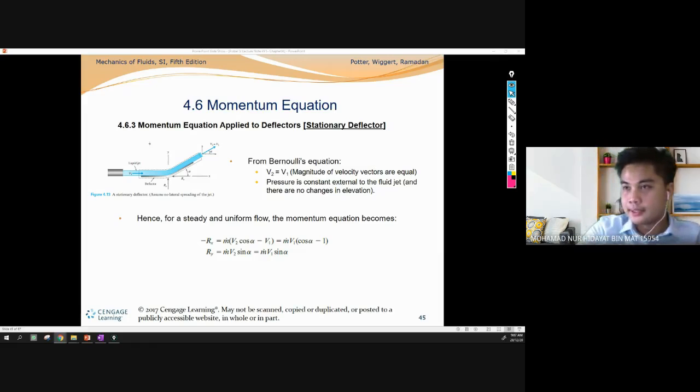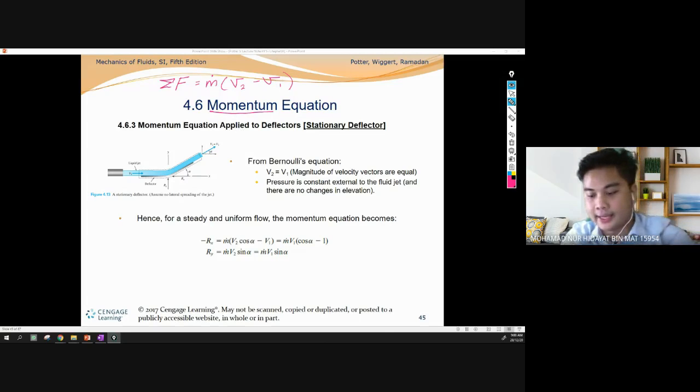So from here, based on our final derivation of the momentum equation, finally we managed to convert it into summation of force equals mass flow rate multiplied with V2 minus V1. This is the final form of the momentum equation in fluid mechanics.